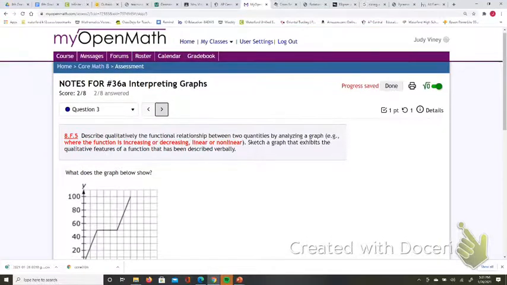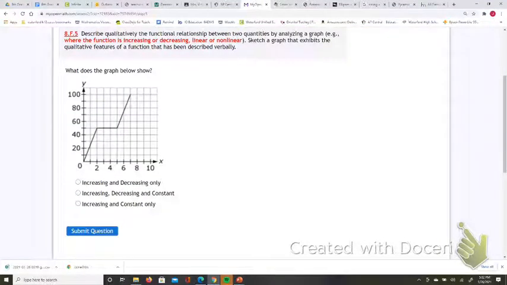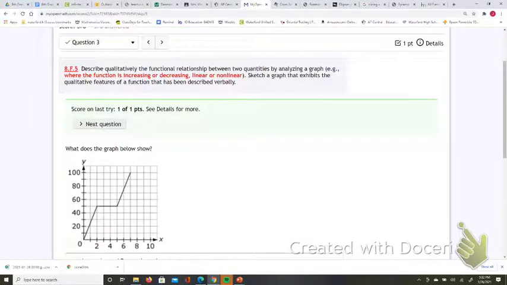Number 3. What does the graph below show? If we look at the graph left to right, the graph is increasing and then constant and then increasing. There was nowhere where it was going downhill, so it's not decreasing. So it is increasing and constant only. Submit.